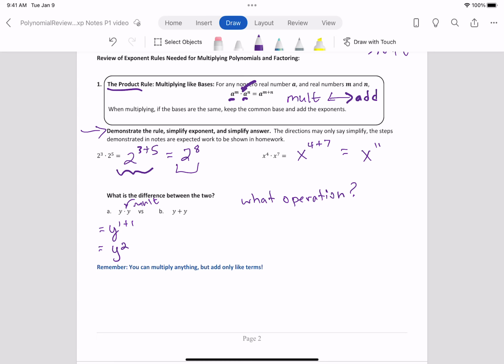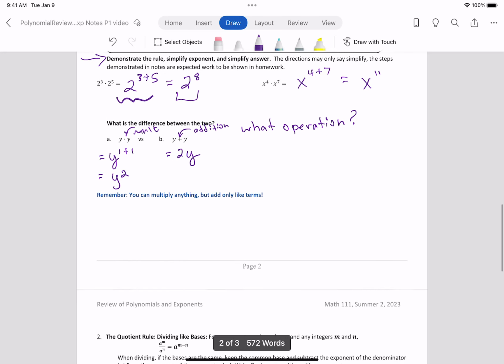For B, the operation is addition, not multiplication. So this is just collecting like terms. 1y plus 1y just gives me 2y. So be really careful as you're working through the problems that you pay careful attention to what operation you're being asked to do and what strategy that means to take. Okay?